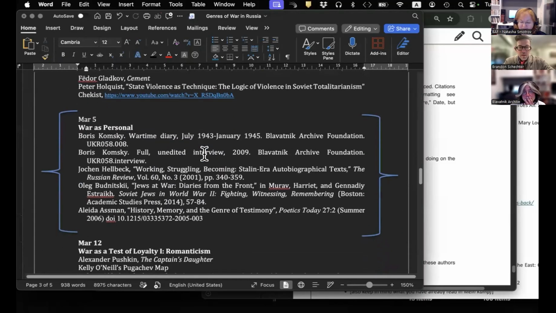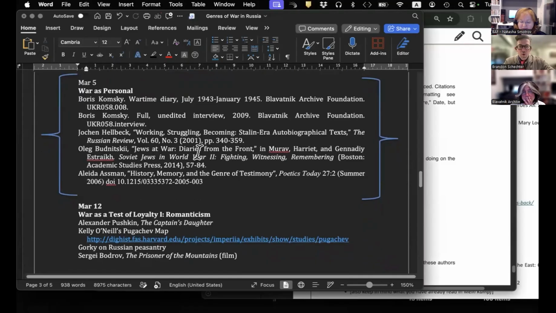And the week that I want to draw our attention to was the week War as Personal, where we use the diary and interview of Boris Klumsky, one of my favorite things that we have, something that I have used very extensively in my first book and I'm using in my current book. And what we have here is his diary that's contemporary from 1943 to 1945, alongside an interview that was taken in 2009.